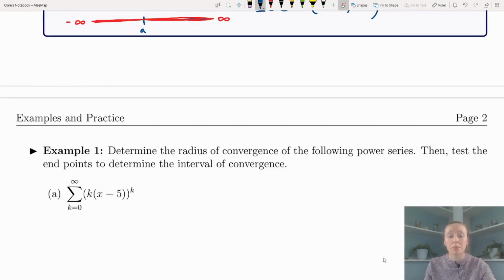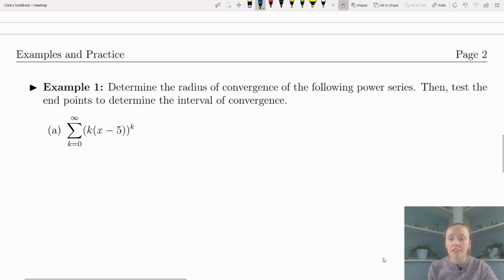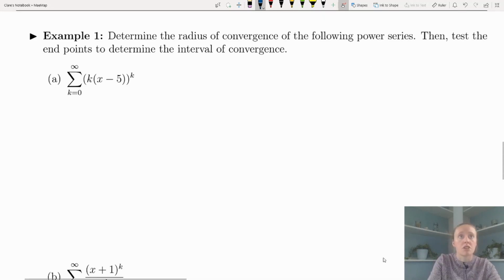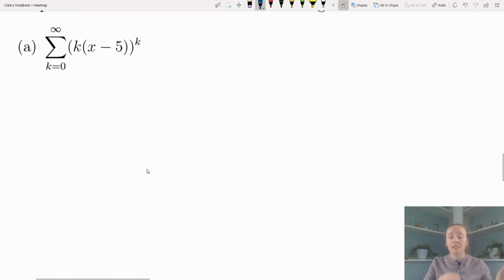I have 3 examples planned out. You're going to see each of the cases above. For these examples, it says to determine the radius of convergence of the following power series, then test the endpoints to determine the interval of convergence. So if we're looking at A, let's go ahead and zoom in. We're going to decide our interval of convergence and our radius of convergence based on either the root test or the ratio test. So looking at this power series in A, I have everything raised to a k, so I'm going to start with the root test.